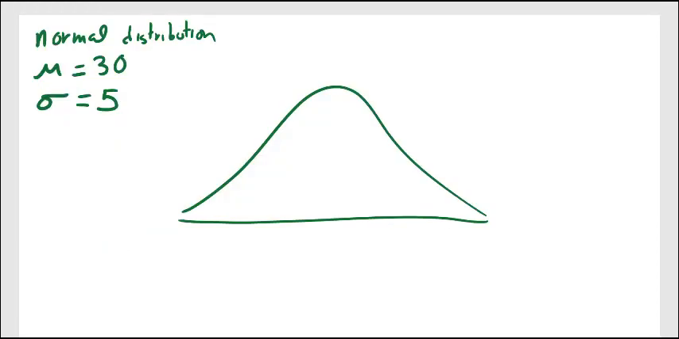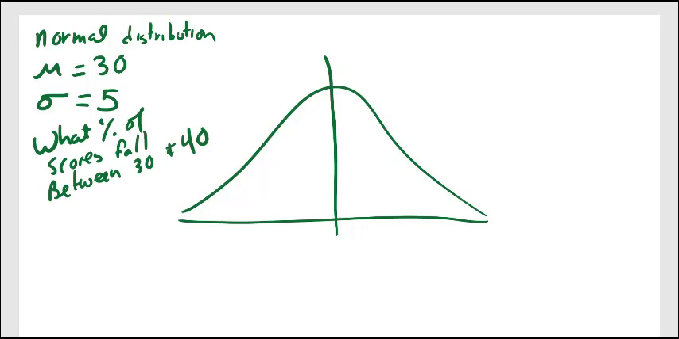So once again, we're going to have a normal distribution. I'm going to have a mean of 30 this time and a standard deviation of 5. So let's try to figure out what percent of scores fall between 30 and 40. So to start this, again, I'm going to say how many standard deviations above or below the mean is 30. 30 is exactly at the mean, so it's 0 standard deviations above or below the mean. So right here is my mu, and that's 30, and that's 0 standard deviations.